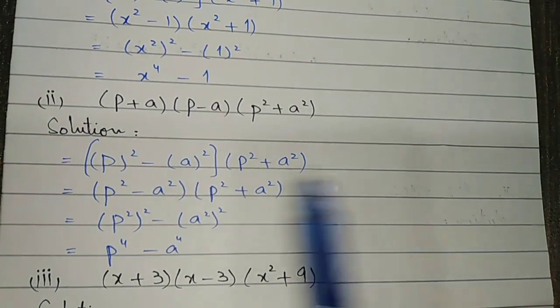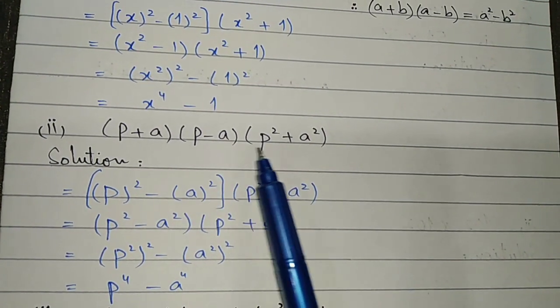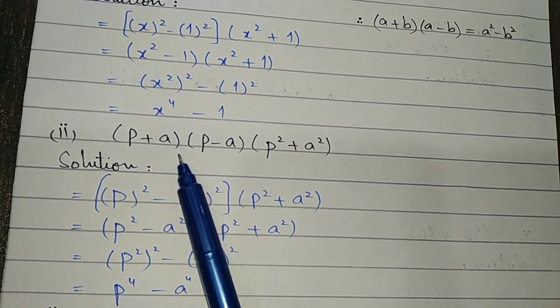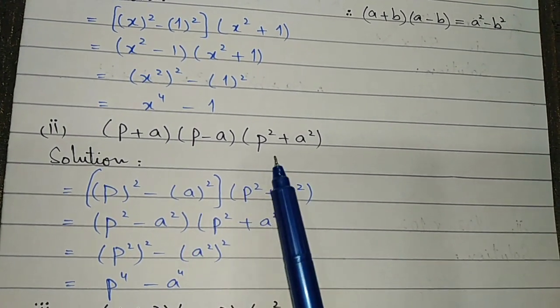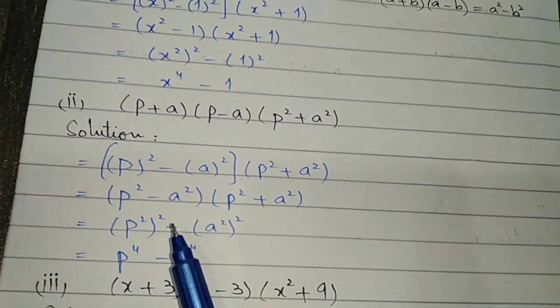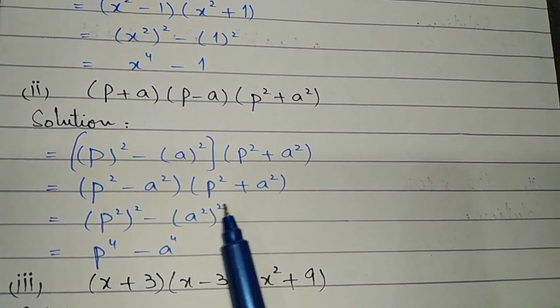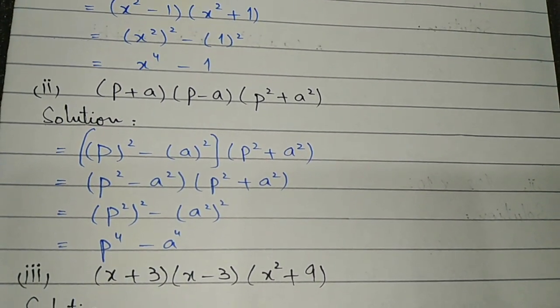The second part is the same: (p + a)(p − a)(p² + a²). Firstly you have to apply the formula a² − b² on this, that is p² − a², times (p² + a²). Now again we apply the same formula, (p²)² − (a²)², that is p⁴ − a⁴.